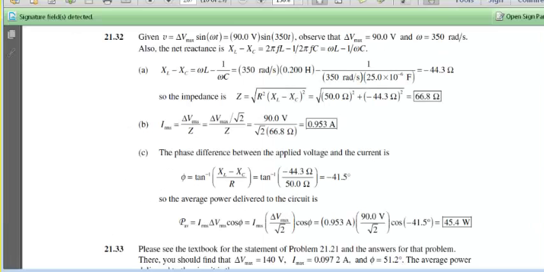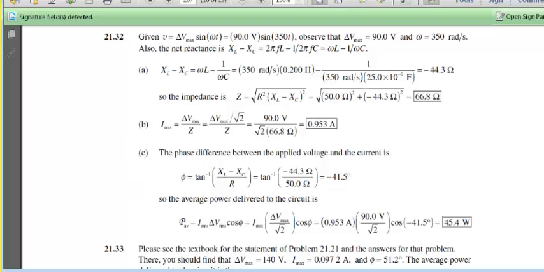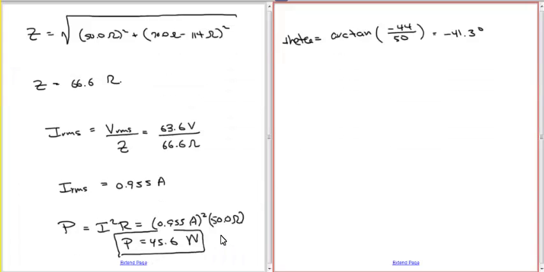Just check that. Yep, if they use that in there. They did it differently. Same answer. What they did was they said that the power was equal to I times V, and then you multiply it by the cosine of theta or something like that, which basically gives you the same result. Okay.